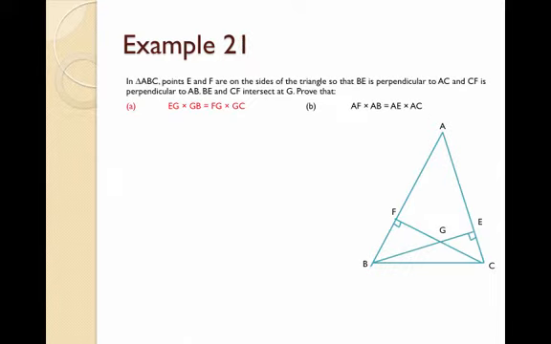Example 21 says, in triangle ABC, points E and F are on the sides of the triangle so that BE is perpendicular to AC and CF is perpendicular to AB. BE and CF intersect at G. We need to prove that EG times GB equals FG times GC, and we also need to prove that AF times AB equals AE times AC. That's a mouthful. What I'd like you to do is take the time to pause the video and try and draw the picture for yourself. Try to think why it might be important that AB is perpendicular to CF and that AC is perpendicular to BE.